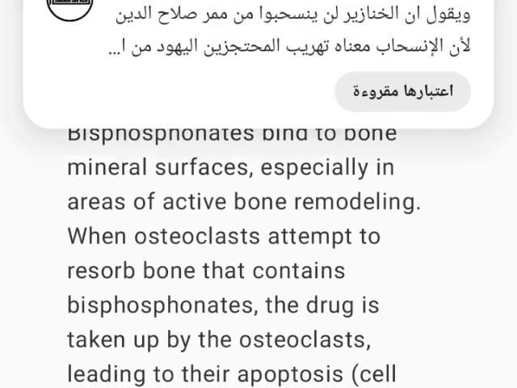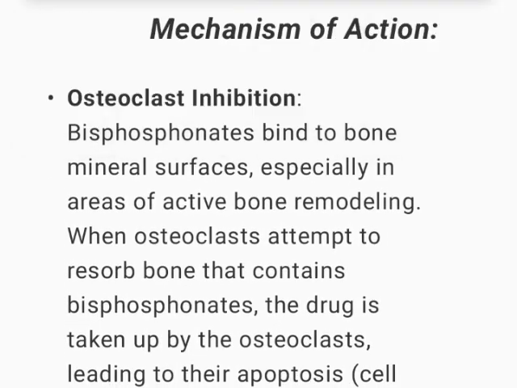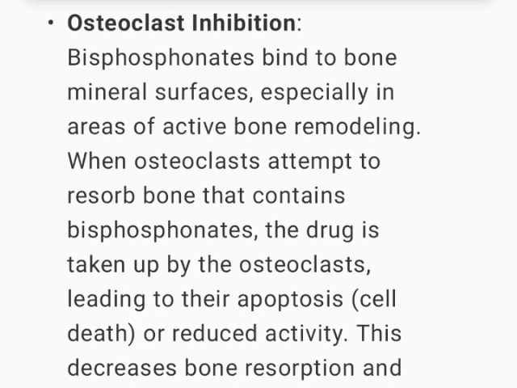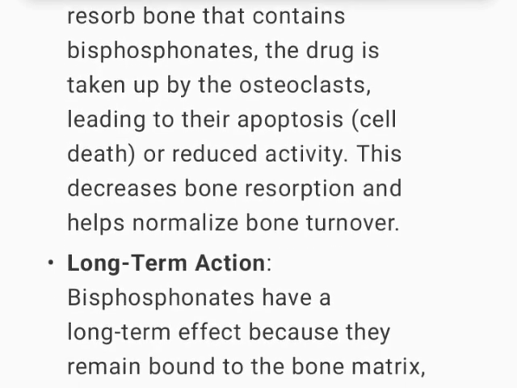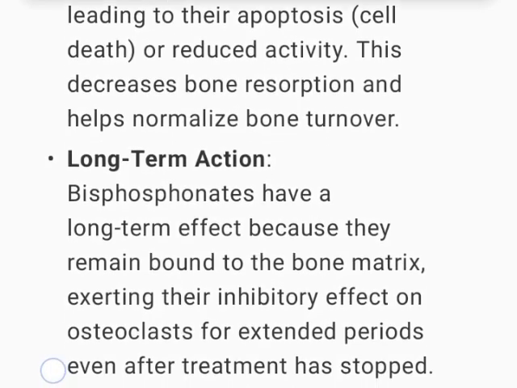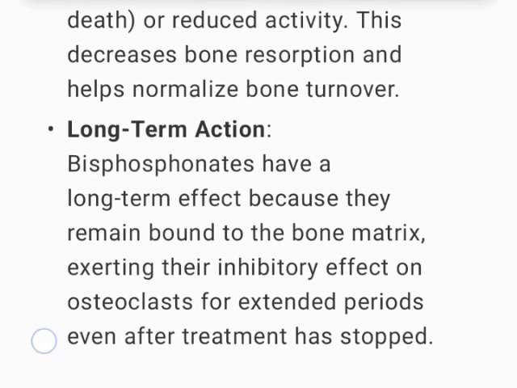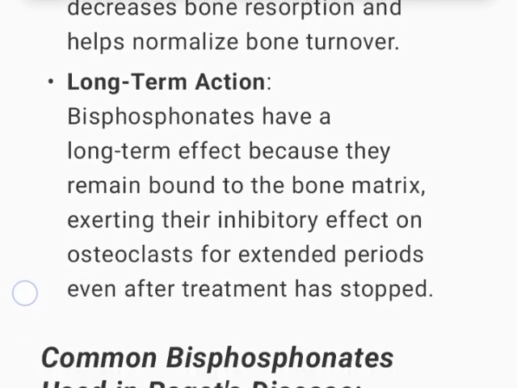Mechanism of action. Osteoclast inhibition. Bisphosphonates bind to bone mineral surfaces, especially in areas of active bone remodeling. When osteoclasts attempt to resorb bone that contains bisphosphonates, the drug is taken up by the osteoclasts, leading to their apoptosis, cell death, or reduced activity. This decreases bone resorption and helps normalize bone turnover.